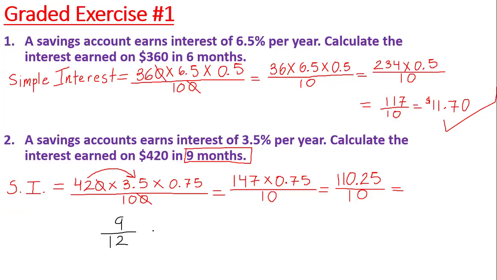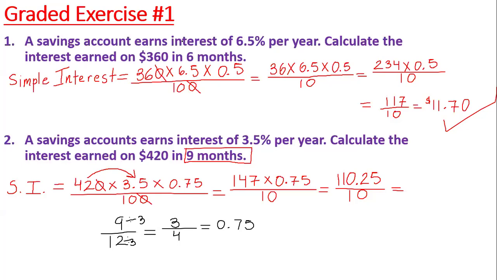So 9 over 12. We could simplify, right? It's going to be 9 divided by 3 and 12 divided by 3. 9 divided by 3 is what? 3. Very good. And 12 divided by 3 is? 4. And if you divide 3 and 4, you get 0.75. So for that person who's asking how I got 0.75, this is exactly how I got 0.75.